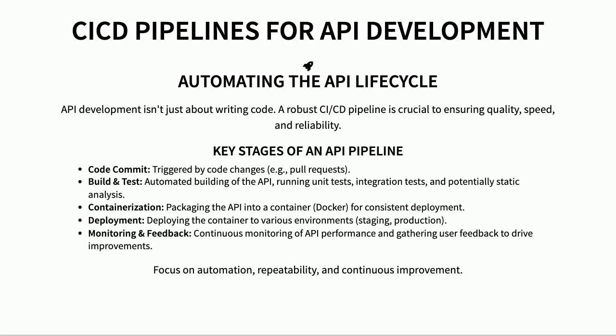Let's talk about getting your API out into the world quickly and reliably. A CI/CD pipeline is a game changer for API development. It's all about automating key stages of the lifecycle. First, you have code changes which trigger the build process. Then, we automatically build and test the API, checking everything works as expected. Next, we package our API into containers like Docker, ensuring consistency across different environments. Finally, deploying to staging, then production, and ongoing monitoring help ensure a smooth experience for your users.